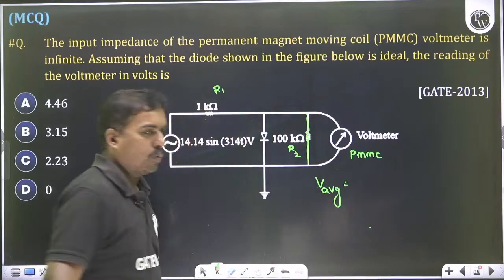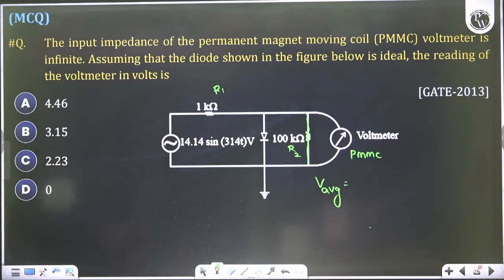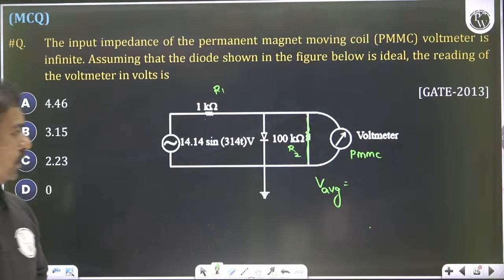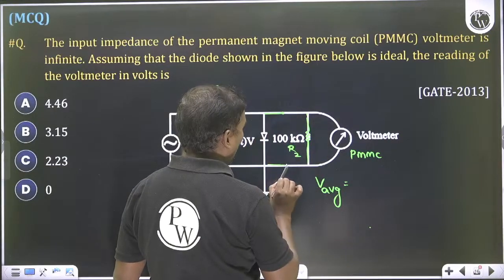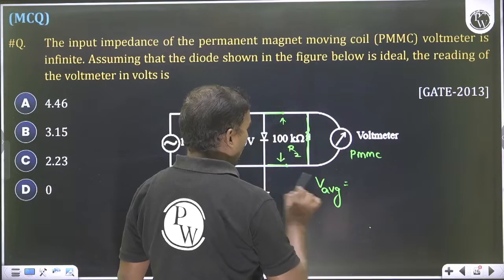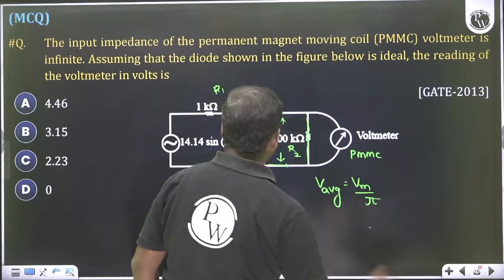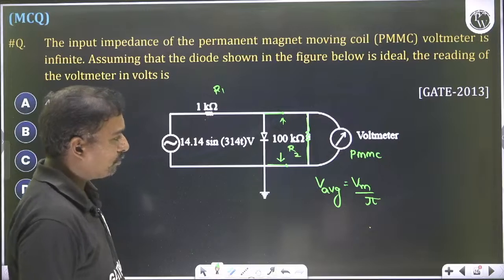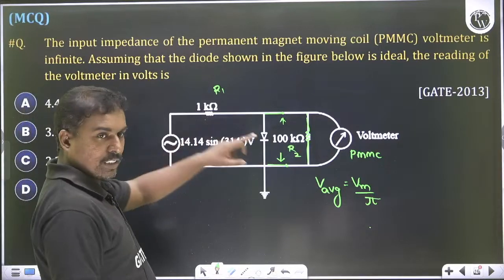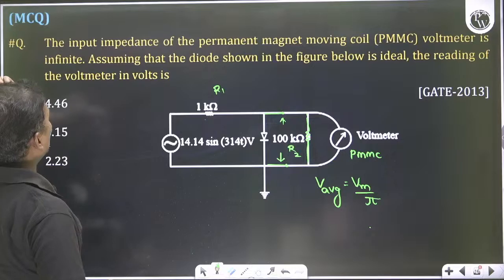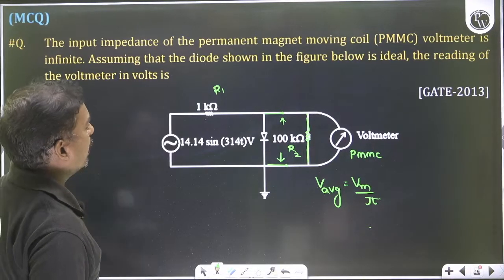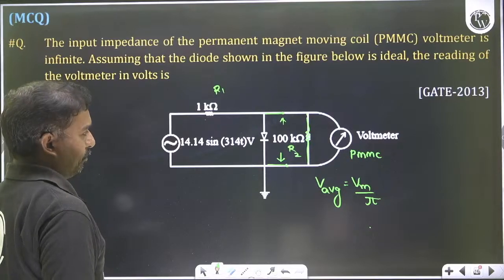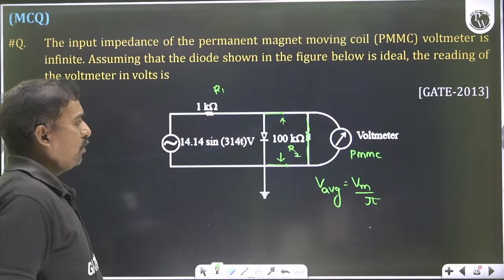Am I right or not? So what is the average value? The average value is nothing but Vm by pi. The voltage available after the rectifier will be V average, which is Vm by pi. If these two resistors are in series, what is the question asked? The input impedance of the permanent magnet moving coil is infinite. Assuming that the diode shown in the figure is ideal, what is the voltage available there?